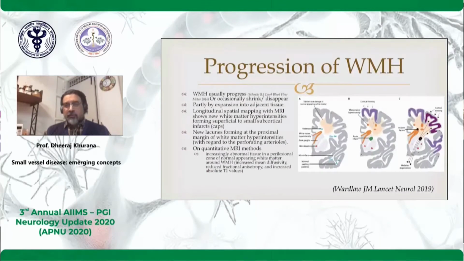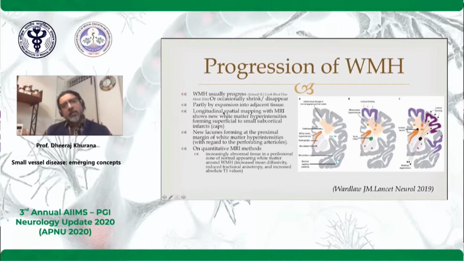And another important fact, remember that small vessel disease is not a screenshot. It is not a one-time event. You've got an MRI done, and you're going to take care of the risk factors. It is a progressive disease. And it is well proven by a number of studies that progression of white matter hyperintensities happens, and multiple mechanisms have been elaborated. Most studies have shown progression. Some studies have also shown shrinking and disappearance.